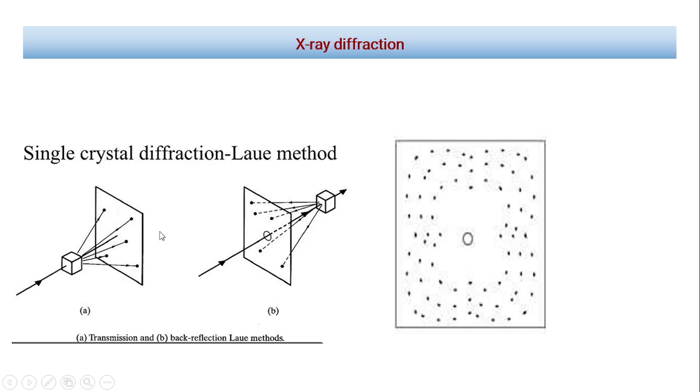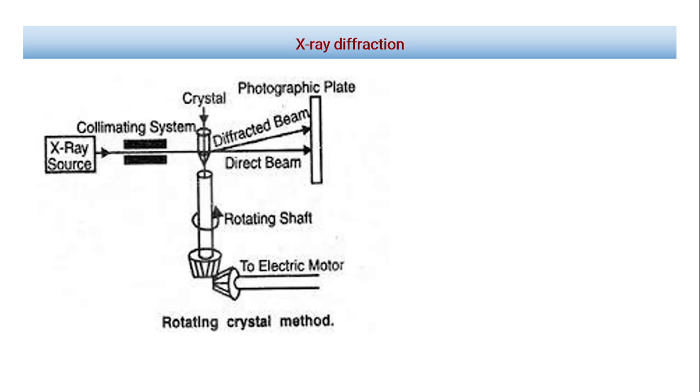If it's at the front side, we call it transmission. If it's at the back, then it's called back reflection. And the arrangement of these spots tells us what kind of family of planes, what kind of symmetry the unit cell has. These things are there in detail in the lecture, because we need some time for discussing the assignment problems.